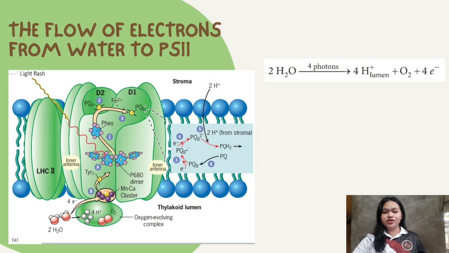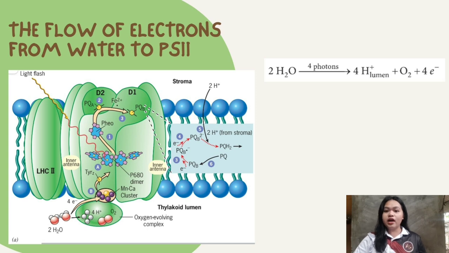And the next operation naman under the photosystem 2 is the flow of electron from water to photosystem 2. Sa flow of electrons from water to photosystem 2 naman, nag-o-occur yung pinaka-photolysis through the manganese-calcium cluster once na nakapag-absorb ng 4 photons of light yung photosystem 2. So, yung manganese-calcium cluster, di ba yun yung oxygen-evolving complex na binanggit ko kanina.